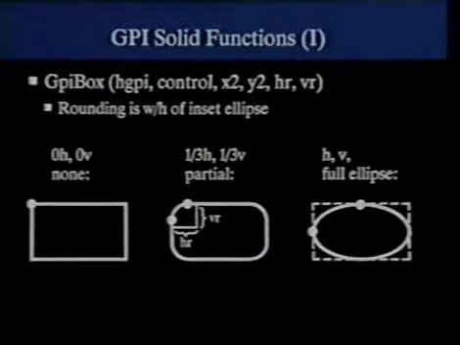In the event that HR and VR are in fact the width and the height of the rectangle, what you get is a full ellipse. What we have found in practice is that values of between 1/5 and 1/3 of the horizontal and vertical size of the rectangle create pleasingly rounded borders on a box. All of those then, what used to be the rectangle and the round rectangle primitive, are crunched into the single GPI box function.